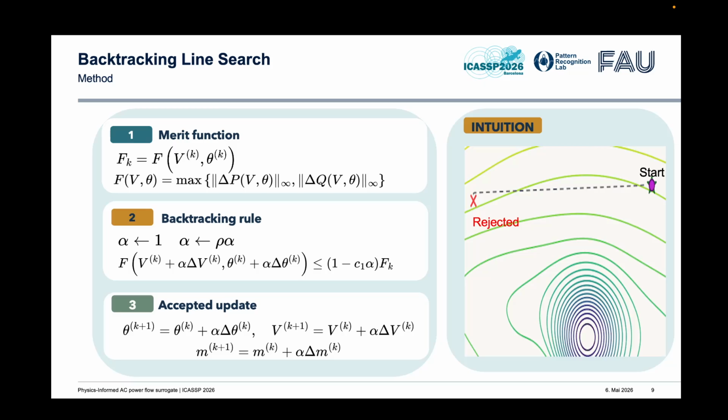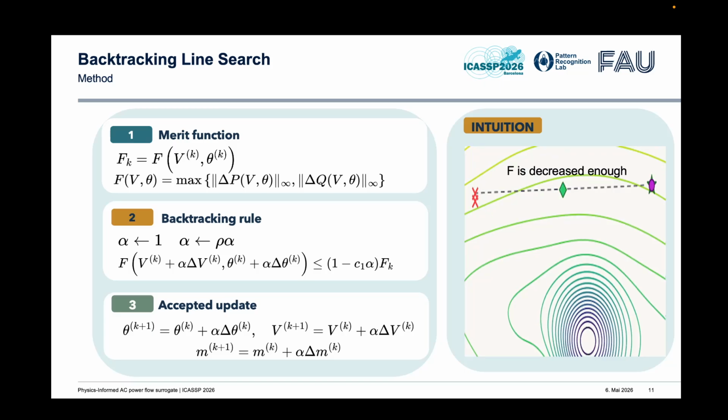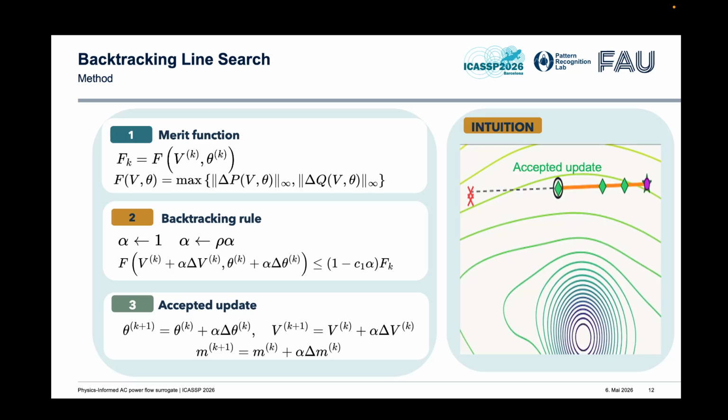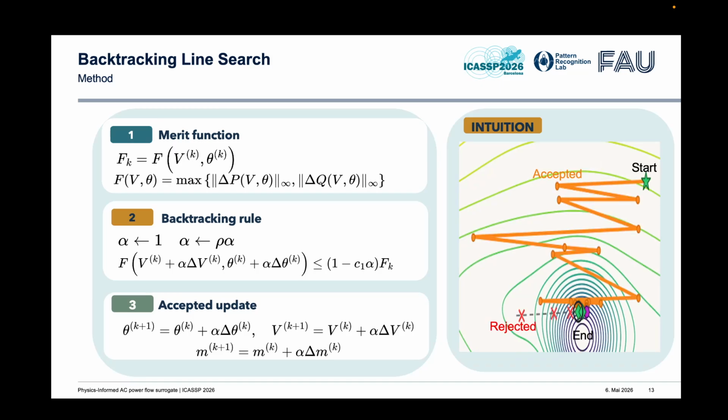If not, we backtrack one step before and check again whether this reduced step size alpha decreases the merit function value sufficiently. So we repeat until the decrease criterion is met. And by doing so, we can compensate for the inoperative physics loss during inference, resulting in a more stable and physically plausible behavior at inference.